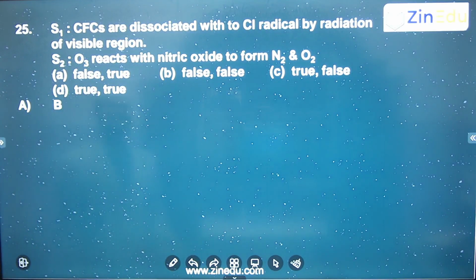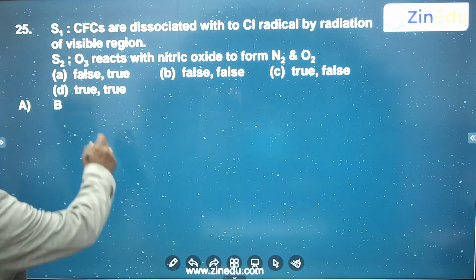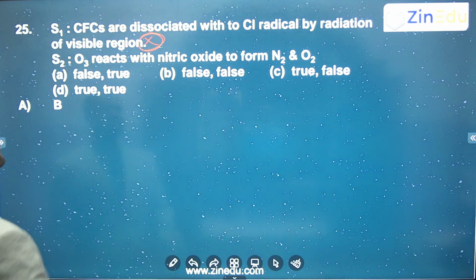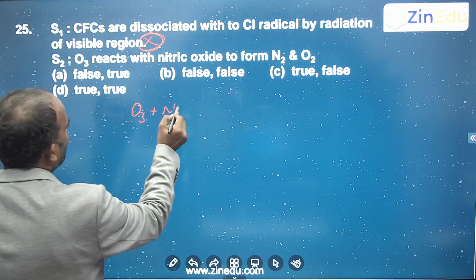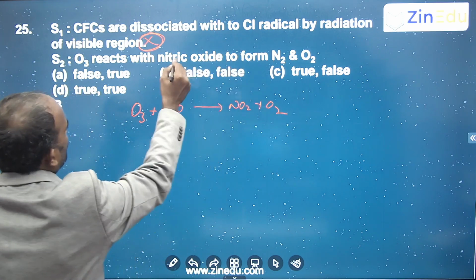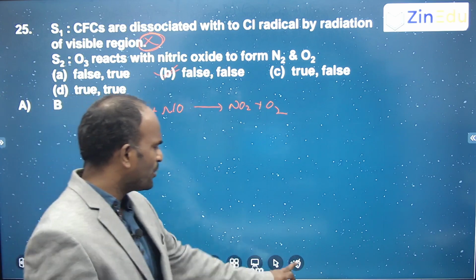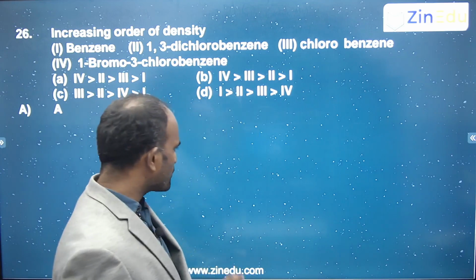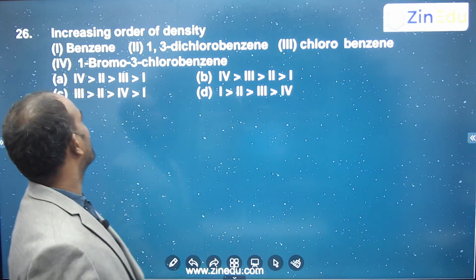Next, CFCs are dissociated to chlorine radicals by visible radiation. This is absolutely false. Next, O3 reacts with nitric oxide. When O3 reacts with nitric oxide, it is going to give NO2 plus O2. But they have given N2 and O2. Therefore, this is false. Both of them are going to be false. Clearly memory based, first year NCERT textbook, again environmental chemistry.